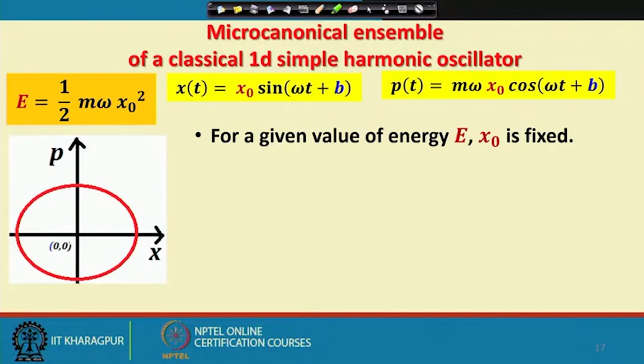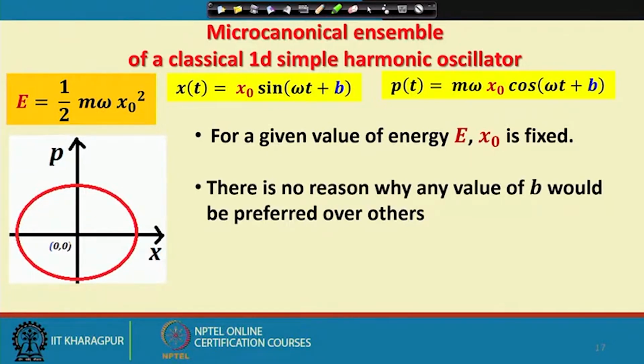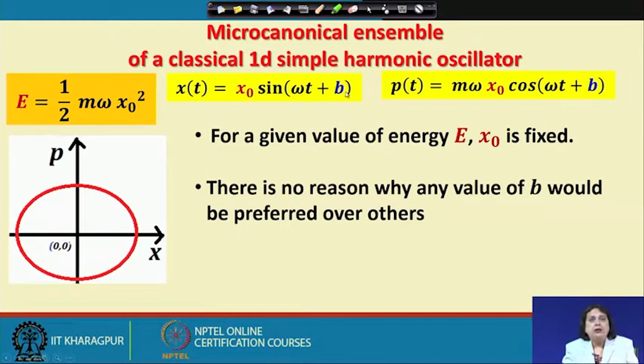Okay? Now, let us go farther ahead and see that for a given value of energy, let me remind you that x naught is fixed. If that is so, then we can ask the question: if I start from some value of p, let me have a look at this particular point. This particular point is x equal to x naught and p equal to 0. That will correspond to this particular point.